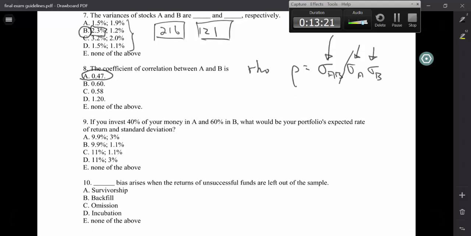If you invest 40% of your money in A and 60% in B, what is your expected return? Well, that's a very simple question. The answer is B.